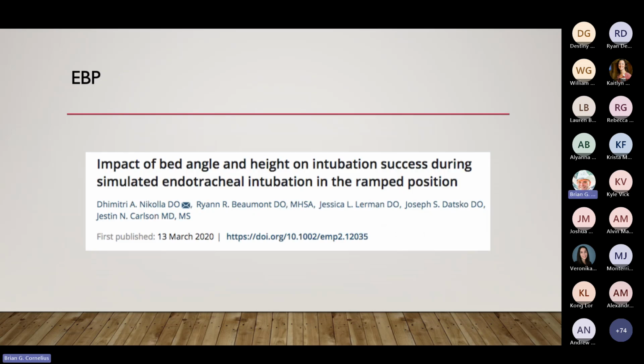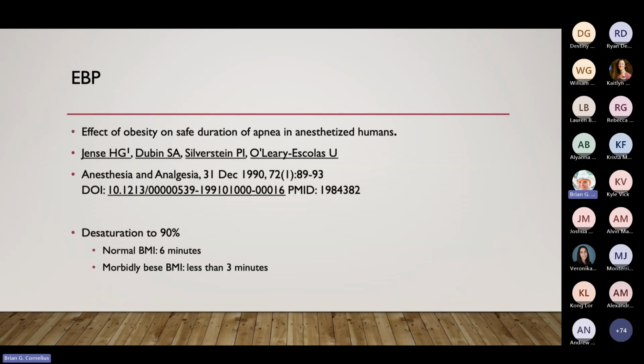This was kind of a cool study that was very basic and pointed out what we already knew, that if you sit up the head of the bed, you can improve your intubation success pretty drastically. So like I said, you don't have to have these expensive positioning devices. You don't have to have all these sheets, blankets, and towels. You can just do something like this.